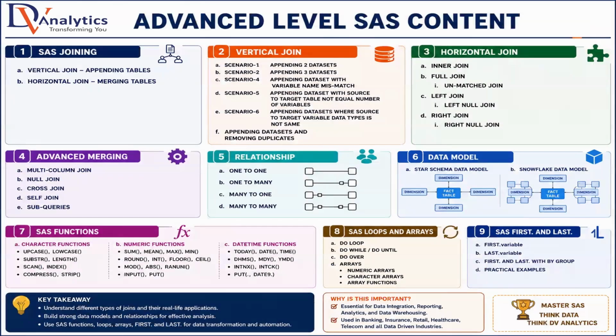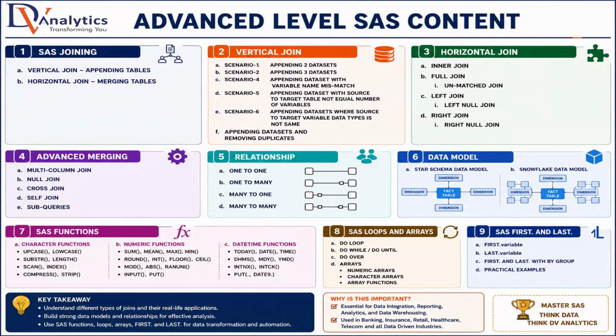So, as for SAS joining, we completed the content. The vertical join means appending tables, horizontal join means merging tables. Different scenarios in vertical join which we completed: appending two datasets, appending three datasets, appending datasets with variable name mismatch. We also completed appending datasets from source to target table not having an equal number of variables. We also completed scenario 6, appending datasets from the source to target table where the data type is not the same. What will happen? And use of appending datasets to remove duplicates. We also completed using union versus union all and how to go for using nodupkey or using distinct. That is what we completed in the last class.